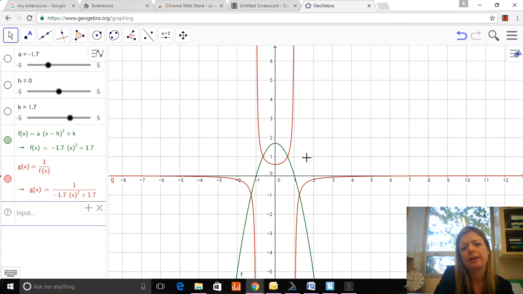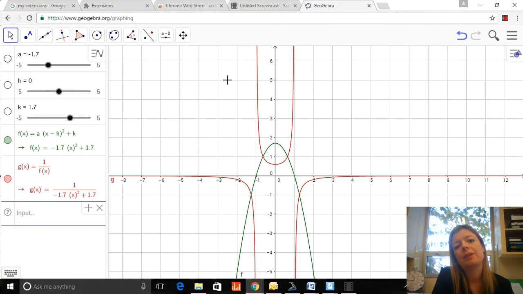So notice here it's positive. Sorry, the quadratic is positive and decreasing. So the reciprocal is positive but increasing. In this section, the quadratic is negative and decreasing. So the reciprocal is negative but increasing. So these are the type of things you need to think about.